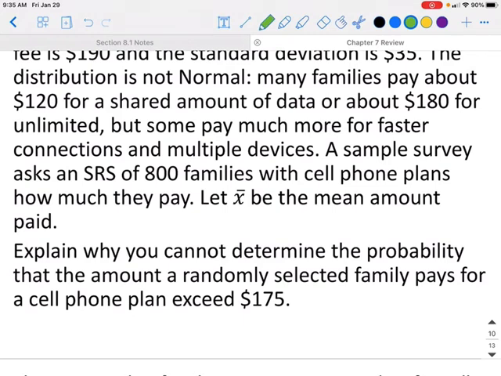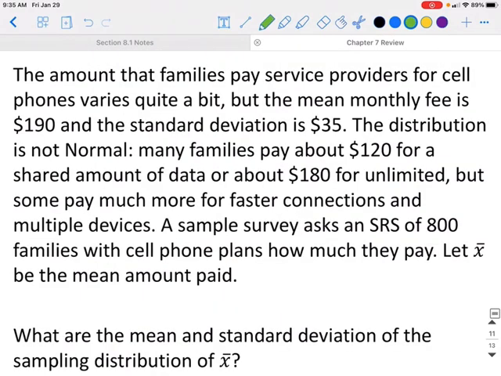Explain why we cannot determine the probability the amount a randomly selected family pays will exceed $175. Since we are only talking about one specific family, not the mean of a sample, then the distribution itself would have to be normal. Since the population distribution tells you it is not normal, we cannot do these calculations. But if we were talking about the mean of our sample of 800, we could do this calculation because it is a sample, not just an individual. So the normal approximations cannot be used in this case.